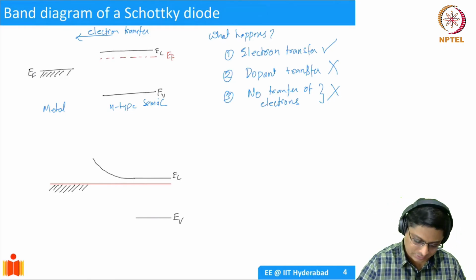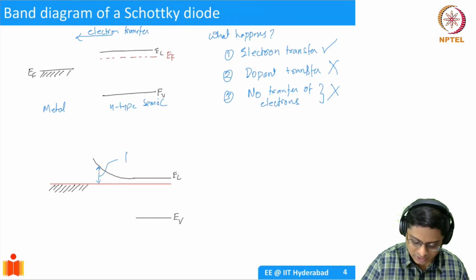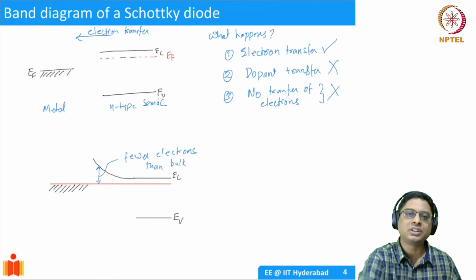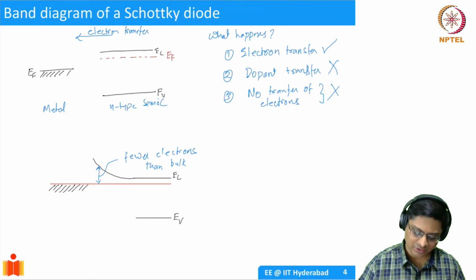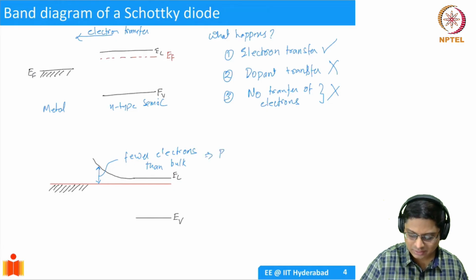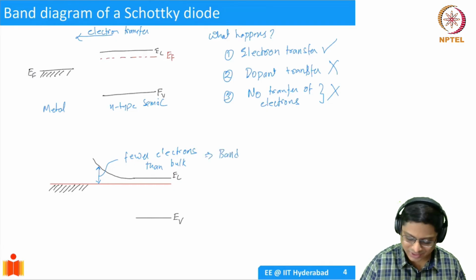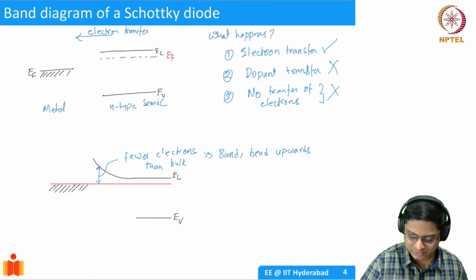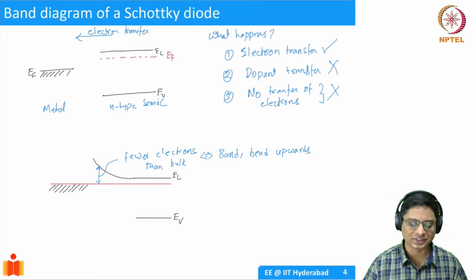So basically here, the distance is large. So fewer electrons than bulk, right? Because electrons have gone into the metal. That's why the bands are bending upwards, okay? You can look at it whichever way, bands bend upwards. I could even say that this is the opposite case. We can argue in whichever way, right? It's the same thing.